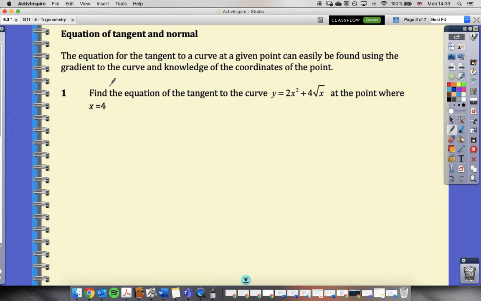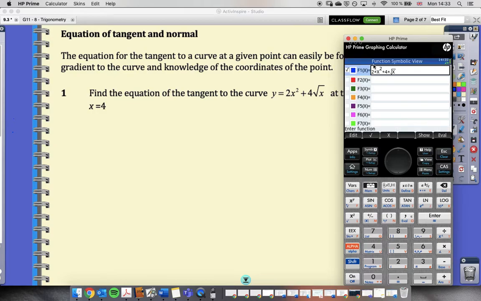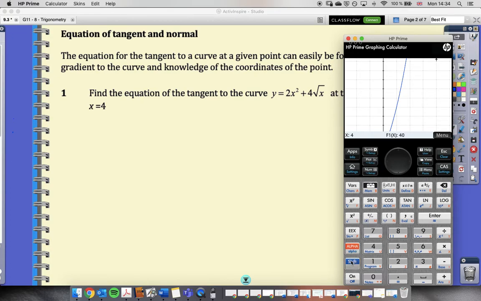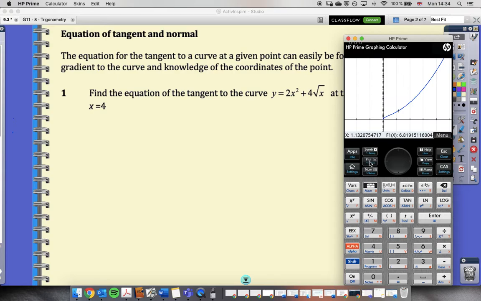So let's take a look at an example of this. We're finding the equation for the tangent to the curve y equals 2x squared plus 4 root x at the point where x equals 4. Let's take a quick look at this on the calculator. I've put in our function, which looks like this. Let's zoom out quite a lot in the y direction. So let's go down to -10, and maybe we'll go up to 50 and take a look at that.